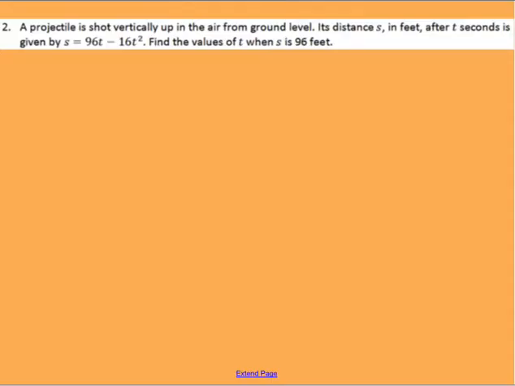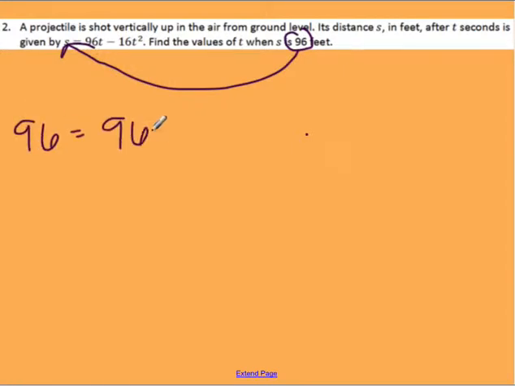Let's take a look at this next one here. A projectile is shot vertically up in the air from ground level. Its distance s in feet after t seconds is given by that equation. We want to find when s is 96 feet. So what I'm going to do is take that 96 and plug it in for s. So I get 96 is equal to 96t minus 16t squared.